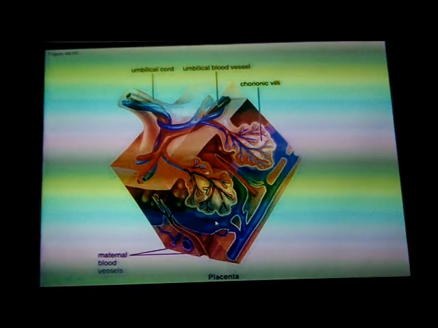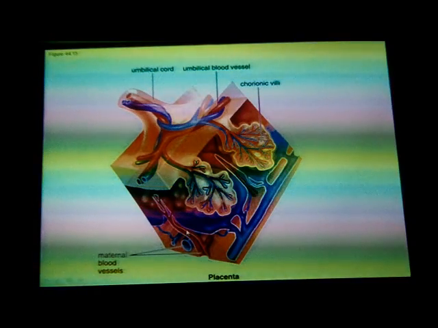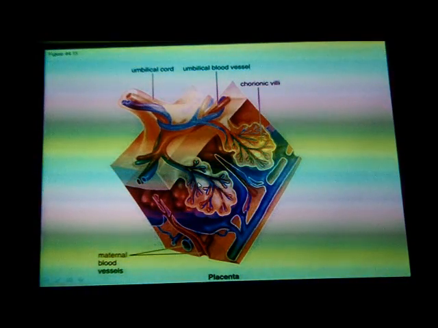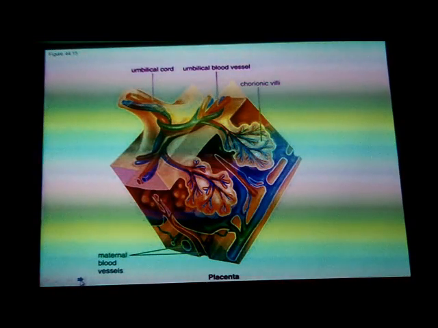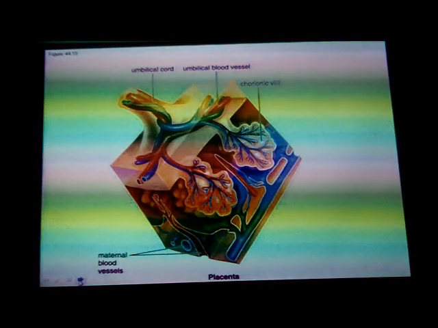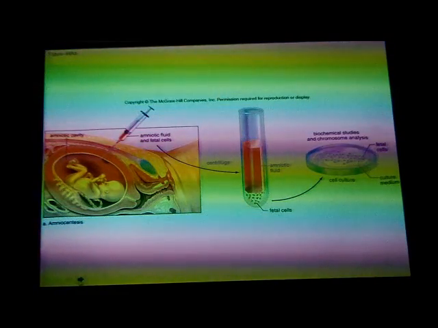Sometimes the blood will mix if there's a tear in the membrane, but usually that doesn't happen. The blood can also mix as the baby's being born, because the mother often bleeds. But it's interesting that the blood never really mixes.